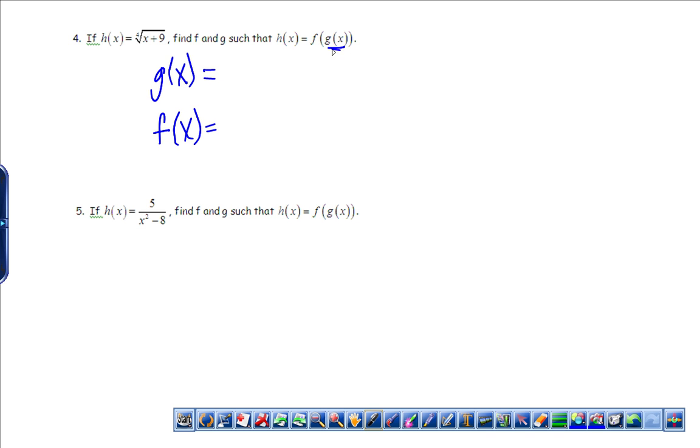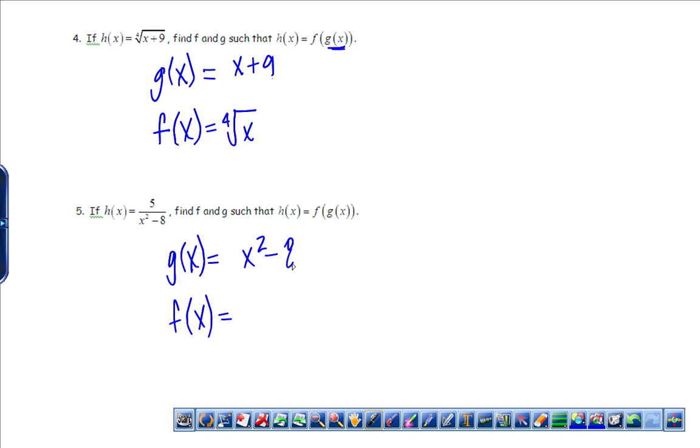So my g of x is the inside. So what could I have plugged in on the inside to get this composition function? So I'm going to try, maybe if I plugged in an x plus 9 and I made my f of x the fourth root of x. Let's do another one, g of x. And again, I'm doing the most simplified version that I can come up with. If I did g of x, I'm going to say that this is x squared minus 8, the whole denominator, and then I'm going to say this is 5 over x.